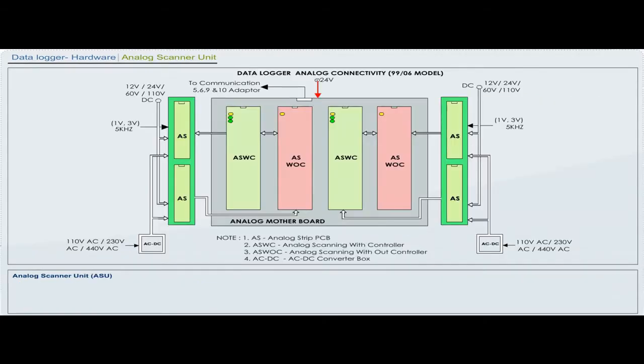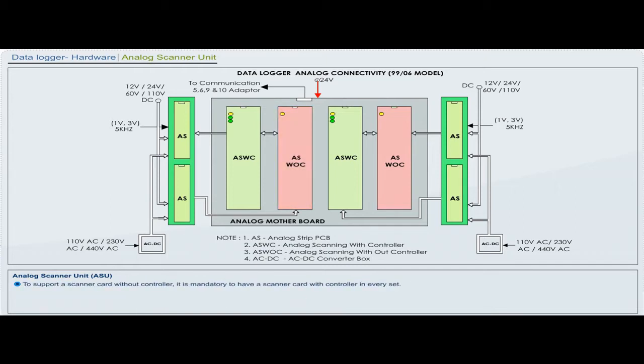Scanner unit ASU. Analog scanner unit is provided in the analog Euro rack. It has 2 cards. Card 1, analog scanner card with controller, which supports 1 to 8 channels. Card 2, analog scanner card without controller, which supports from 9 to 16 channels.